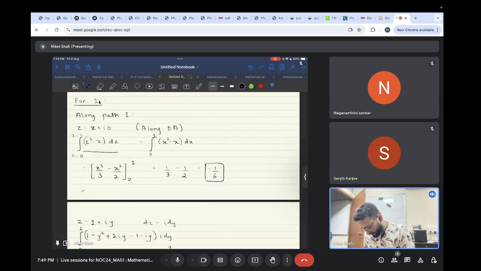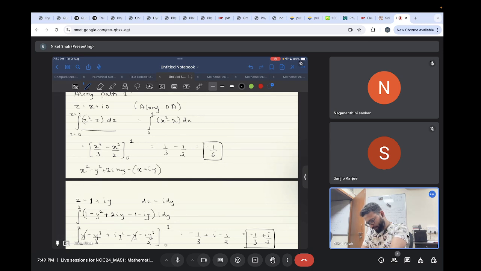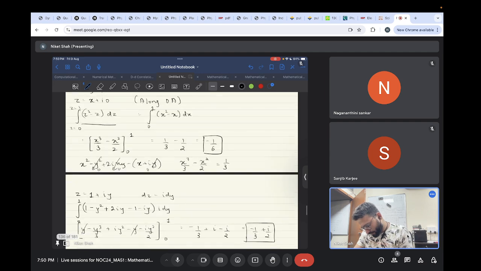But here apparently I think there's a mistake made. X square minus y square plus 2ixy minus x plus iy. So y is 0. So x cube by 3 minus x square by 2. So in this case what I get is 1 by 3 minus 1 by 2, minus 1 by 6. This is correct. No issues here.